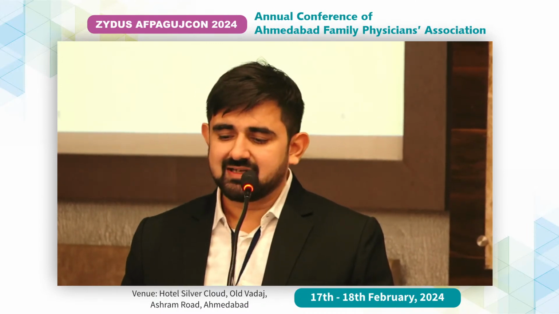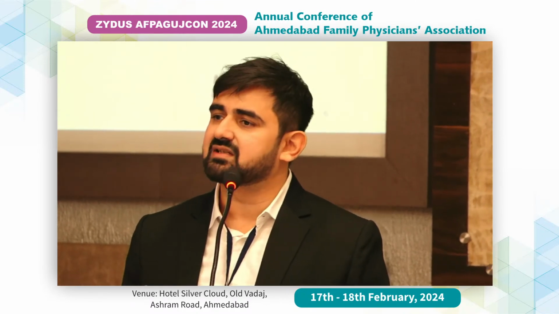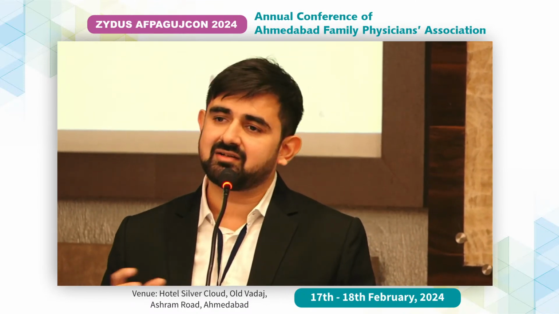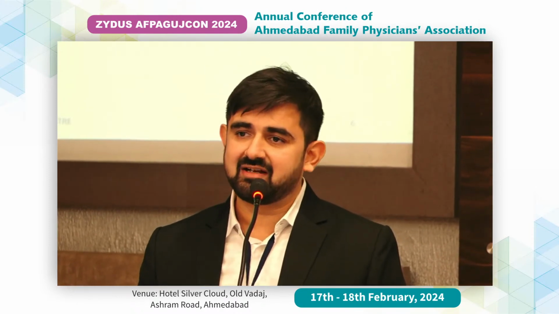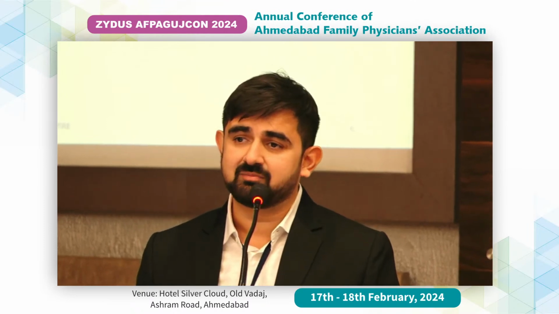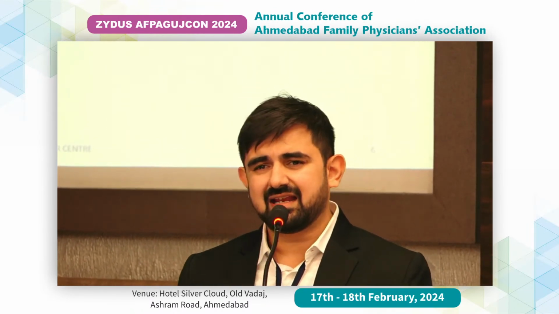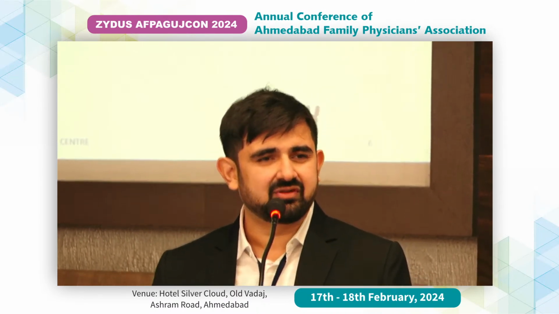The LASIK procedure, like I said, we do it on the third layer of the cornea, which is the stroma. So we create a flap. LASIK has a wide range of profile that we can correct, from half a number up to 10 numbers of myopia, half to 6 numbers of hypermetropia, and astigmatism plus minus half a number to 6 numbers.